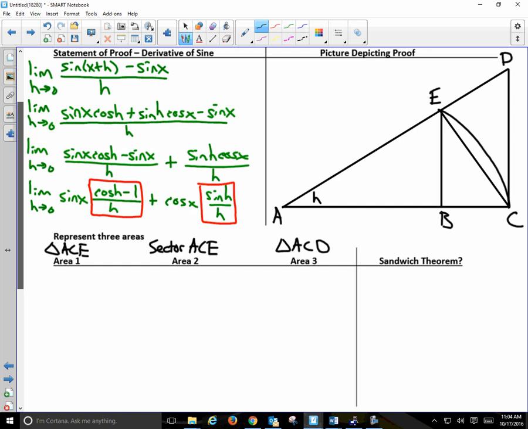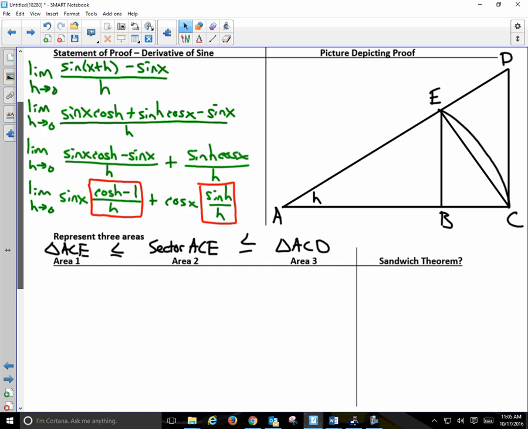Now, which is the smallest of those? The first one's going to be the smallest. The second one is actually the middle. Which one's the biggest? The last one, okay? And so we're going to use these 3 shapes, and we're going to end up coming up with sine h over h and cosine h minus 1. We're going to come up with those.